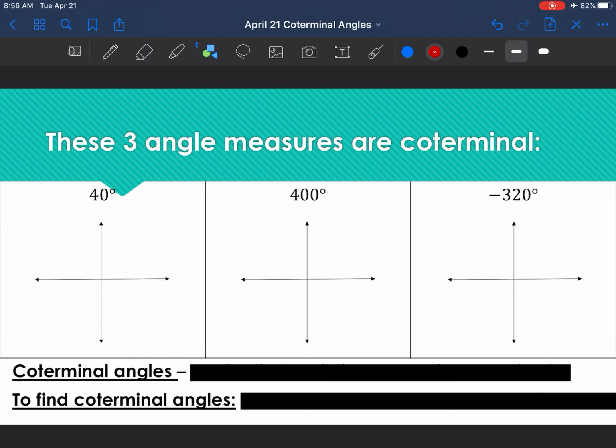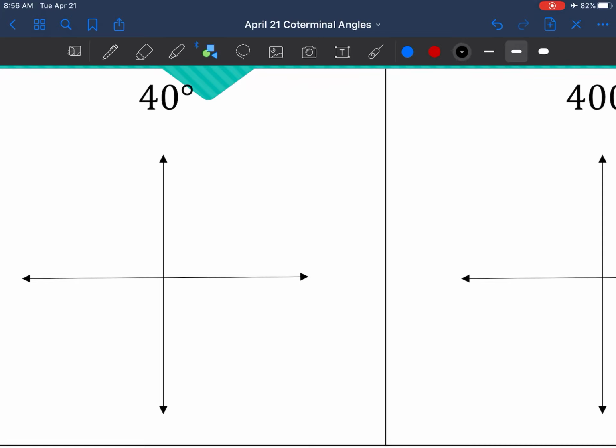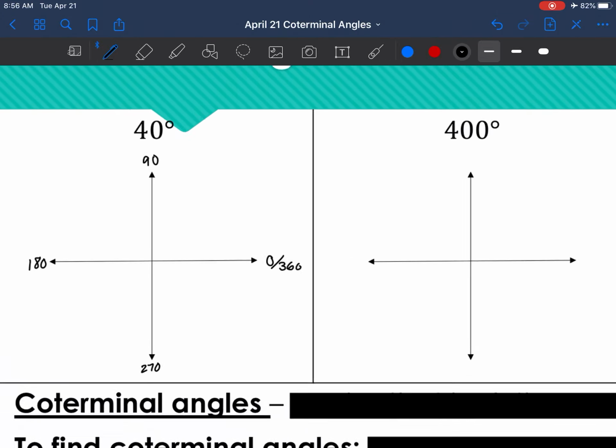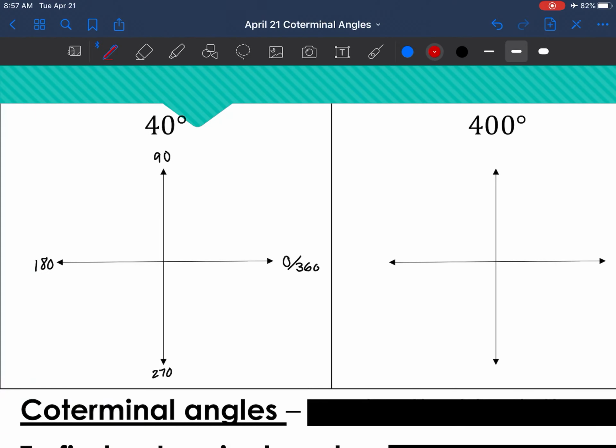So the easiest way is just if I show you. Let me just write in the degrees. So this is 0, 90, 180, 270, and a full rotation would be 360. So a 40-degree angle then would look like this. It'd be between 0 and 90, pretty much halfway between. So it would look something like this.